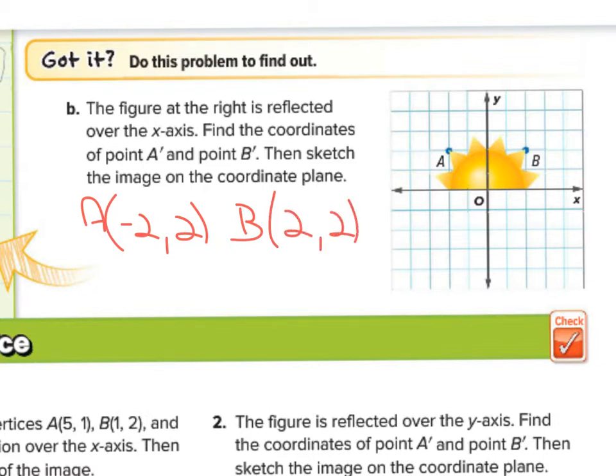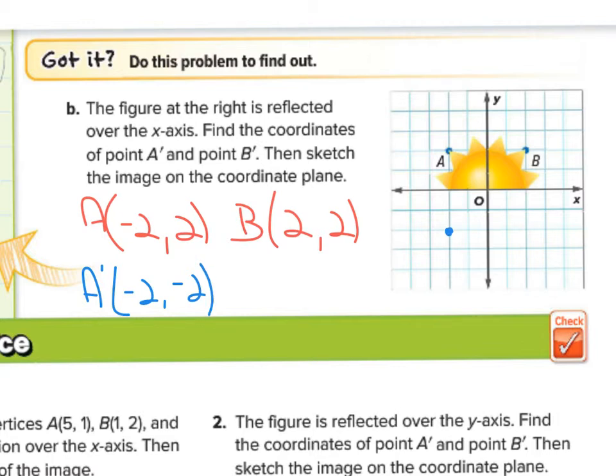I did say that when you're going across the x, keep the x the same because you're still moving horizontally the same way. The only thing changing is instead of going up, now you're going down. So that means the y has to change. So this is my y. And if I follow the suggestion the book gives to multiply by negative 1, it'll still work. So I do negative 2, and then for the next one, 2 times negative 1 is negative 2. So that point would be right there.